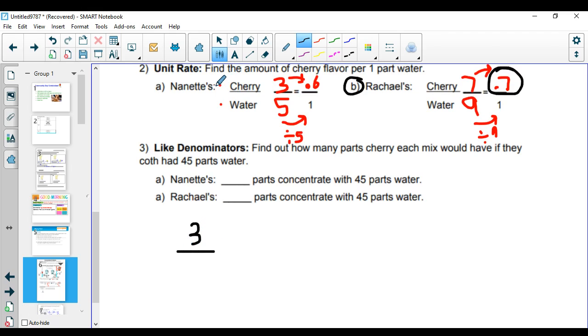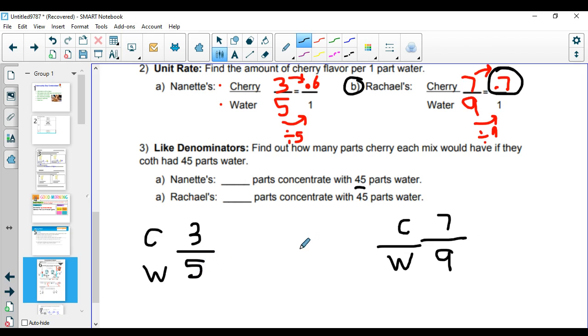So let's just copy these part-to-part ratios from number 2, right? So remember we had cherry to water. For Nanette was 3 to 5, and for Rachel was 7 to 9. So I'm just copying what I already had. Okay, so the reason I'm picking 45 parts water is I want to have a common denominator, right? A common amount of water. So I'm going to think, what's the least common multiple of 5 and 9? And that's going to be 45.